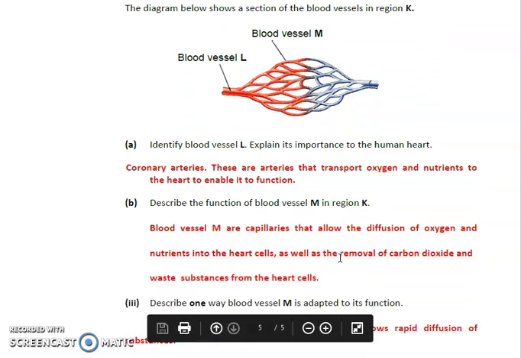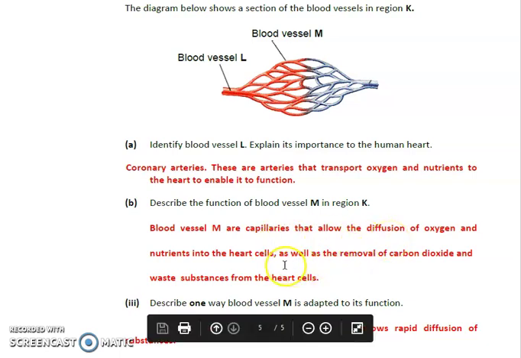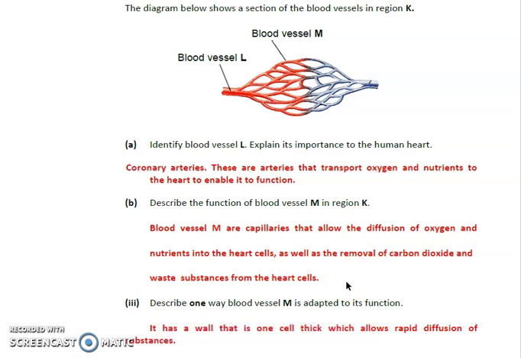Describe the function of blood vessel M in region K. Now, blood vessel M are actually capillaries that allow the diffusion of oxygen and nutrients into the heart, as well as to remove carbon dioxide and waste substances from the heart. You can pause the video to do your corrections.